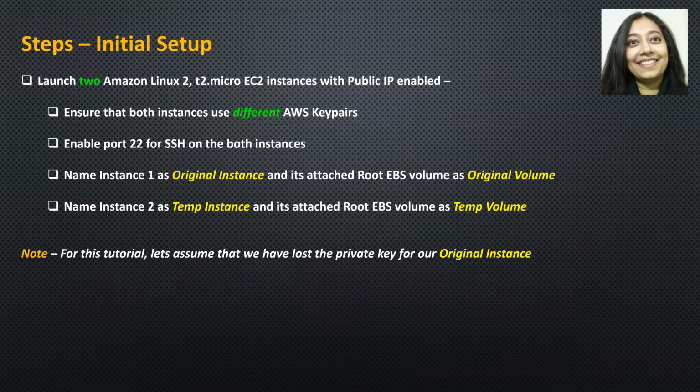Steps and initial setup for this tutorial. First, we will launch two Amazon Linux 2 T2 Micro EC2 instances with public IP enabled. While we are launching these instances, we need to ensure that both these instances use different AWS key pairs. We also need to ensure that port 22 is enabled for SSH on both these instances.